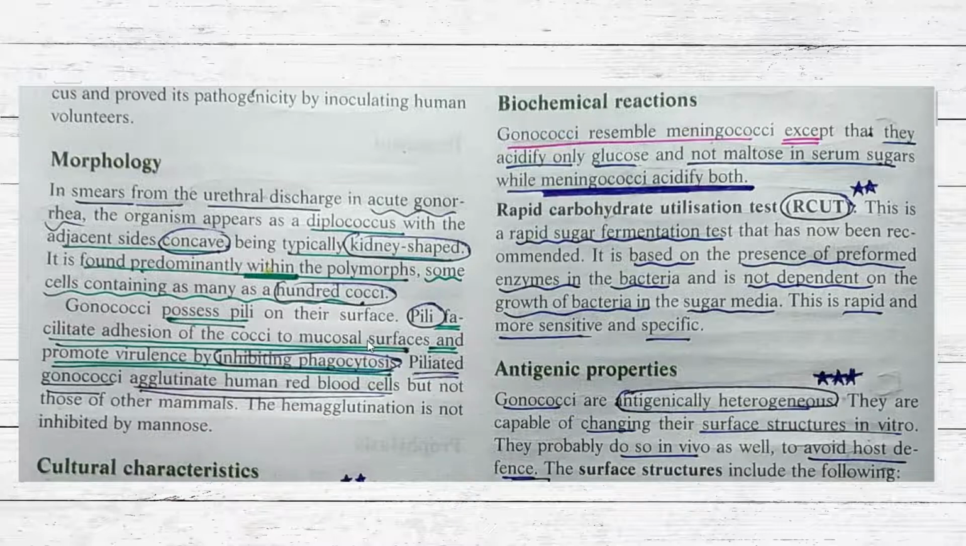What are pili? Pili are hair-like structures, which are several micrometers long. They are usually used to attach the cocci to mucosal surfaces, any mucosal surface adhesion, and also they inhibit phagocytosis. The gonococci which have pili are called piliated gonococci, and they are going to agglutinate human red blood cells. They agglutinate only human red blood cells, but they won't agglutinate the red blood cells of other mammals. So this is the morphology.